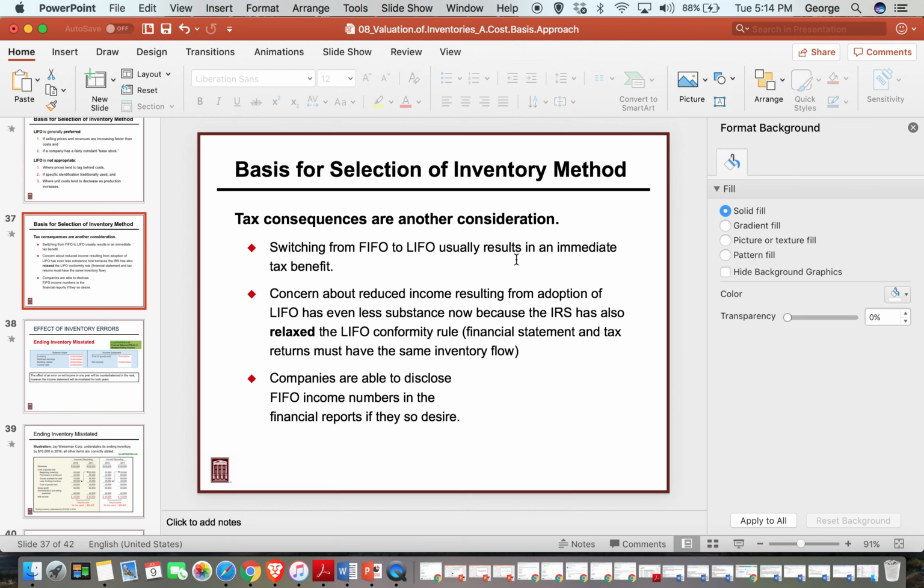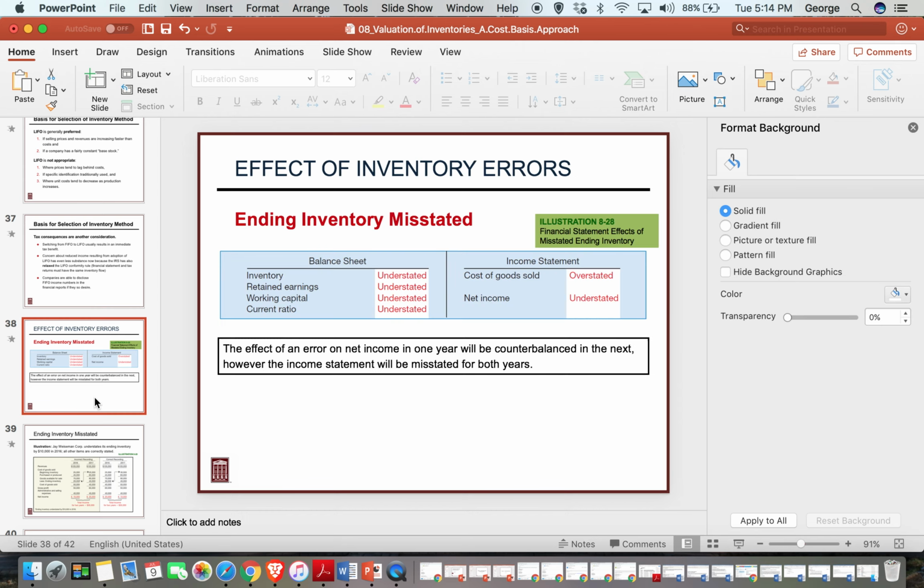All right, and then let's take a look at inventory errors. A lot of times an error in inventory will be counterbalanced in the next year, but the income statement will probably be misstated. The beginning and ending inventory will probably be misstated.